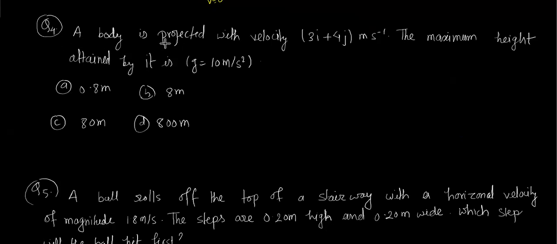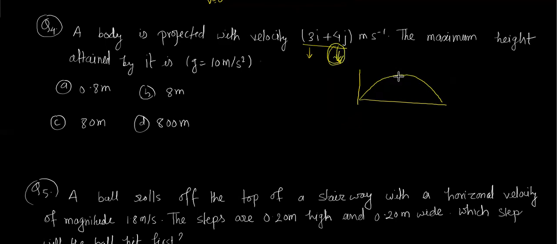A body is projected with velocity, given in vector form, 3i plus 4j. Here 3i represents the horizontal component, and 4j represents the vertical component. The maximum height attained by it is, we have to find. First of all, if we throw a projectile, then for upward motion, only the vertical component is responsible.